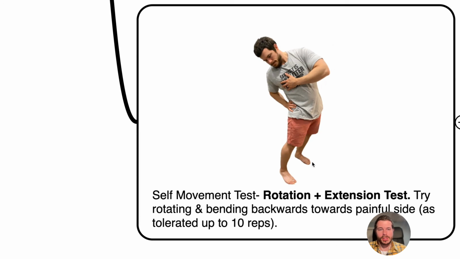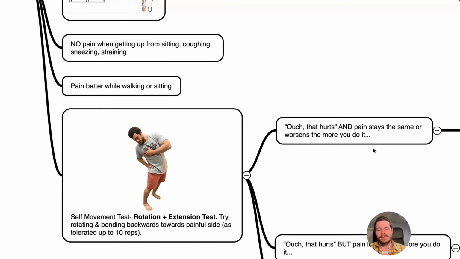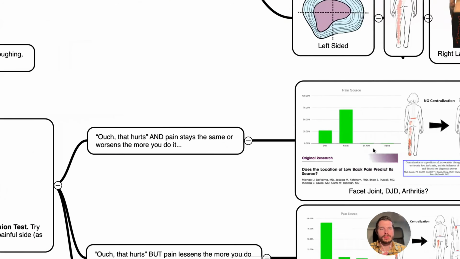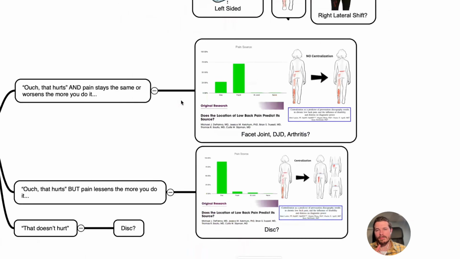And again, rotation extension test. We did this earlier. If you haven't said yes to anything else and you're here, try standing. Twist to the painful side. Don't back bend yet. Then bend straight backwards after you've twisted. And if you're able and you can tolerate it, try working up to 10 reps. And you say, hey, Charlie, the more I do it, pain stays the same and or it gets worse. Okay, symptoms aren't really moving. There's no centralization occurring. Facet joint probability goes up.